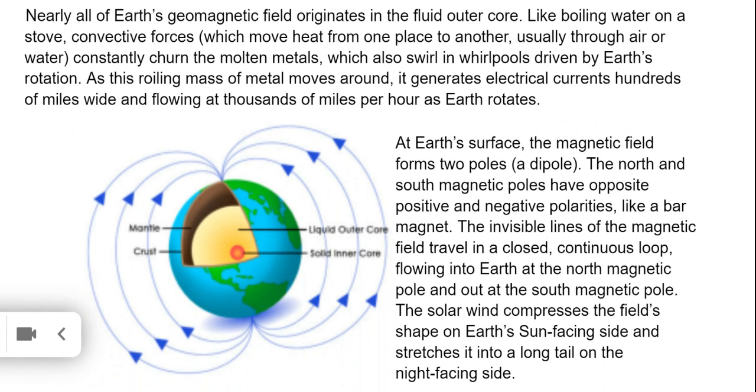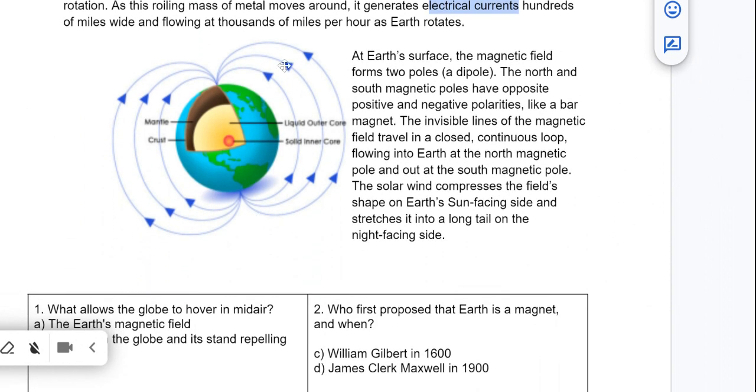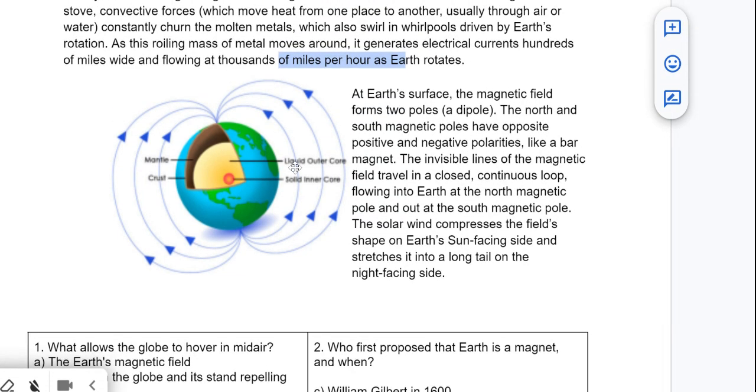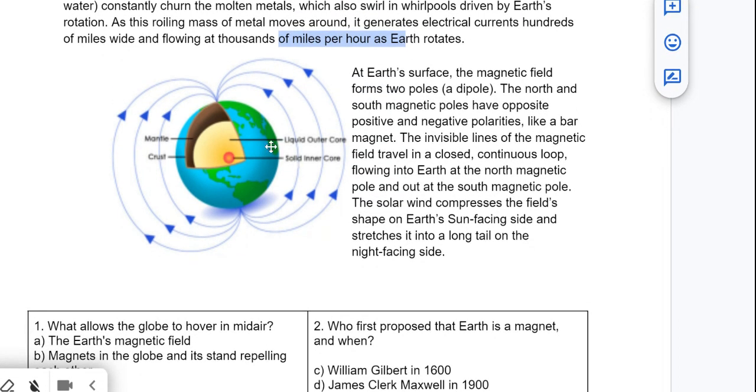Nearly all of Earth's geomagnetic field originates in the fluid outer core, so from here. Like boiling water on the stove, convective forces, which move the heat from one place to another, usually through air or water, constantly churn the molten metals, which also swirl in whirlpools driven by Earth's rotation. As this roiling mass of metal moves around, it generates electric currents, hundreds of miles wide, and flowing at thousands of miles per hour. So basically, as the Earth is rotating, the electric currents continue to move, and that causes the magnetic interaction, which we've already learned.